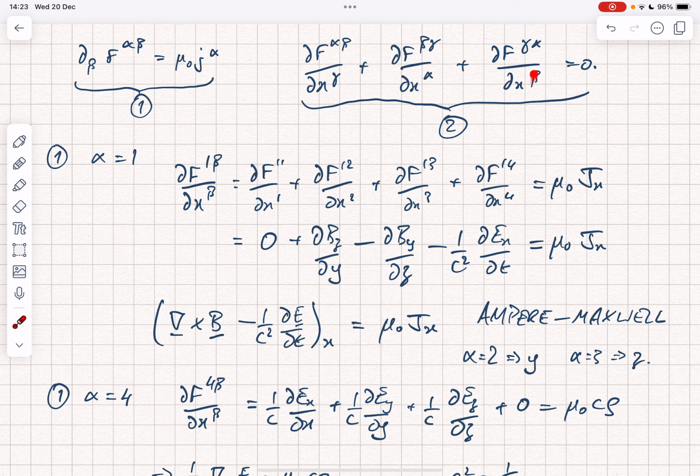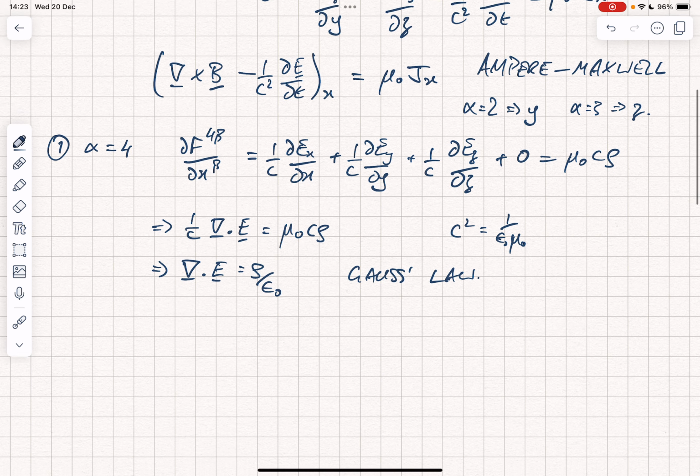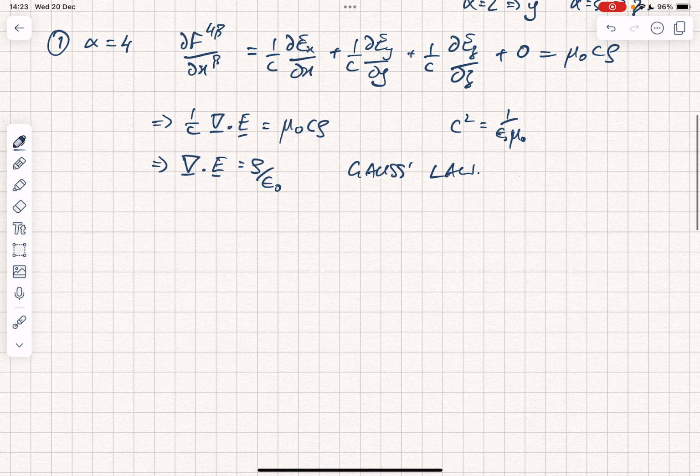This second equation has 0 on the right hand side, so we might well expect that we're going to get the two Maxwell equations which have 0 on the right hand side. So let's see what happens there. We're going to start by noting that in equation 2 there are all sorts of possibilities for the alphas and betas, but there are two that we consider which are the only significant ones.